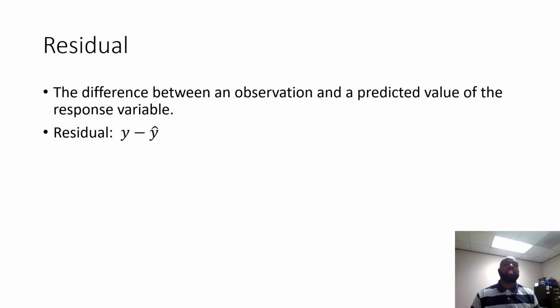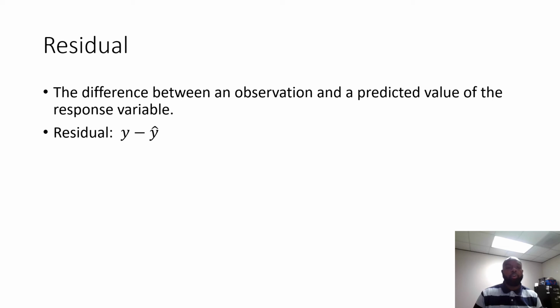Another concept is residual. The residual is the difference between an observation, a real observation in your data set, and a predicted value of your response variable, right? We've been using x to represent observations, but since we have two variables, we have x and y. An observation on your response variable is just given by y. So this y represents an observation in your real data set, which is your true weight, minus your predicted true weight, your y hat. The y minus y hat is your residual.